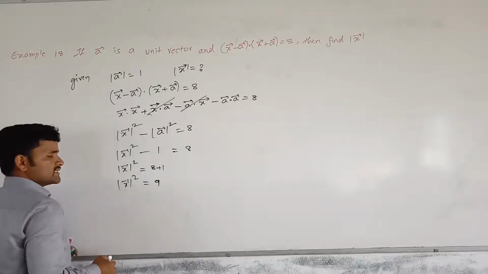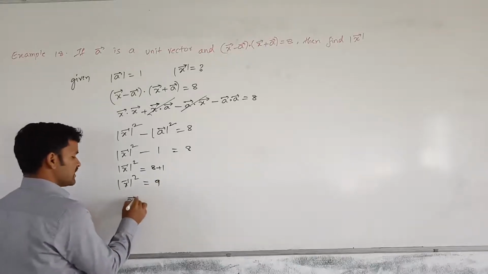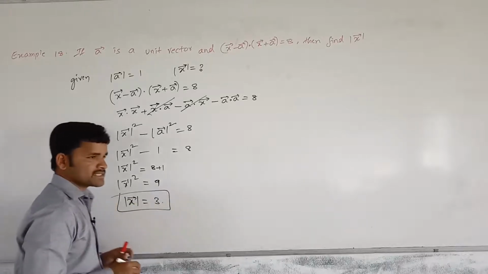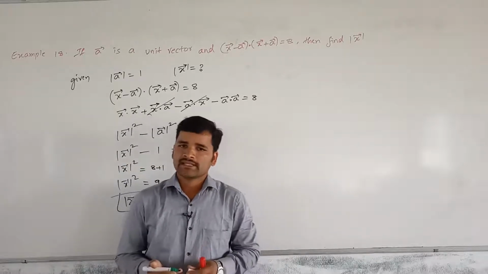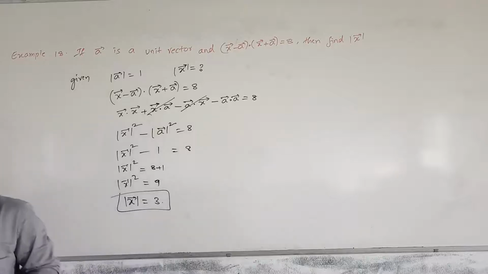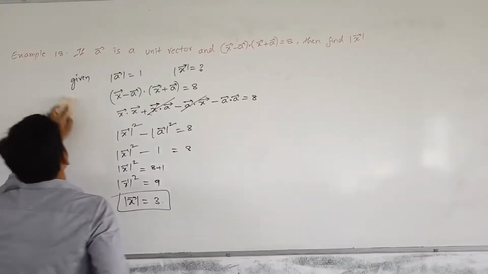9 can be written as 3 square, both sides square gets cancelled. Magnitude of vector x is equal to 3. You should not write plus or minus 3 here, because magnitude of vector x, in the sense length of the vector, can't be negative. This is about example 18.